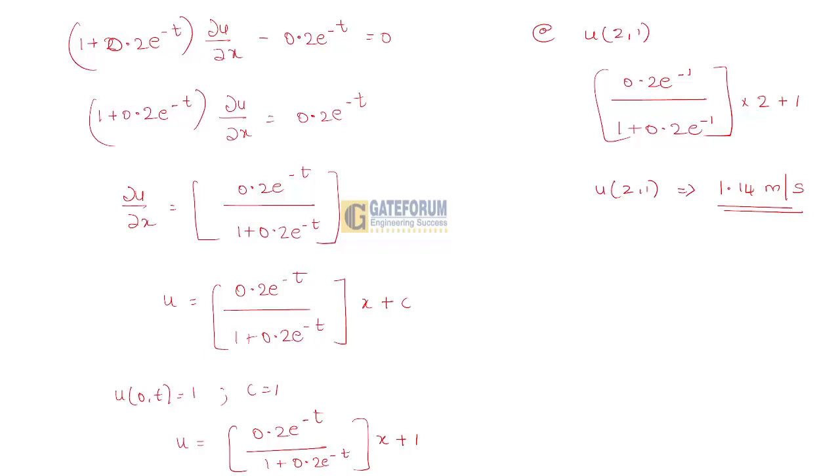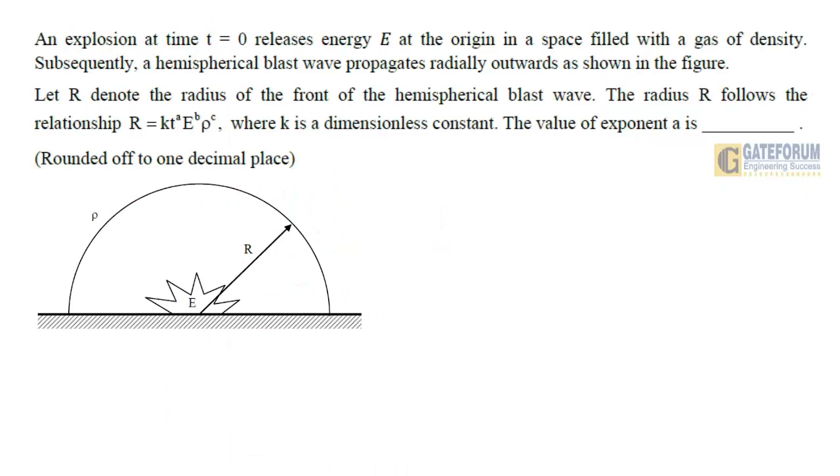Moving to the next question. An explosion at a time t equal to 0 releases energy E at origin in space filled with gas density rho. Subsequently, a hemispherical blast wave propagates radially outward as shown in the figure. Let R denote the radius of the front of the hemispherical blast wave. R follows a relation R is equal to K T power A E power B rho power C. K is dimensionless. The value of component A is.